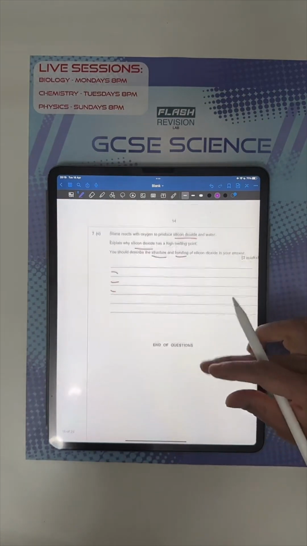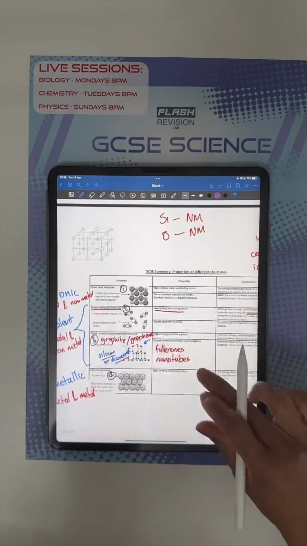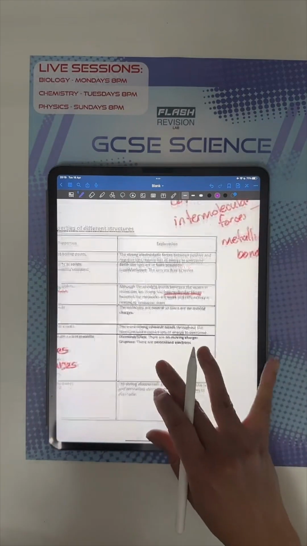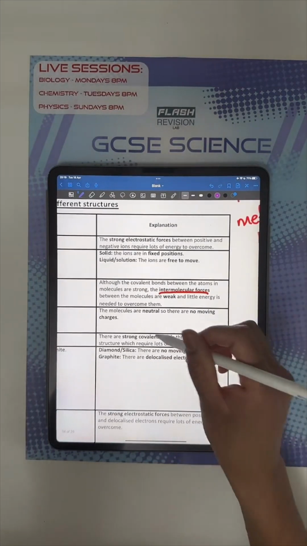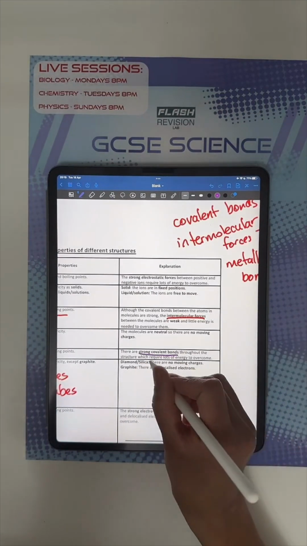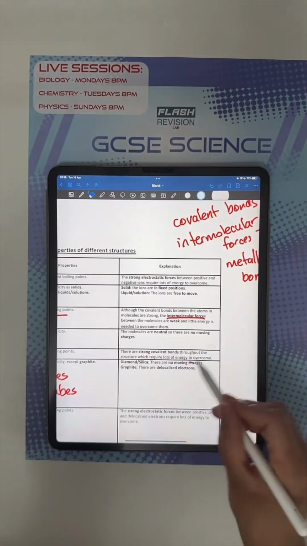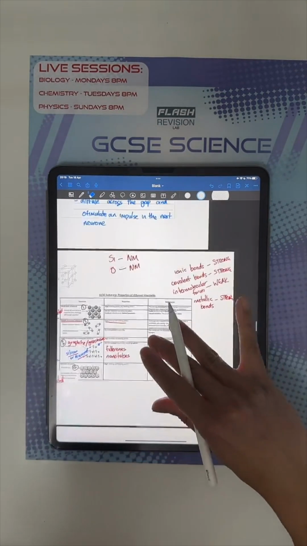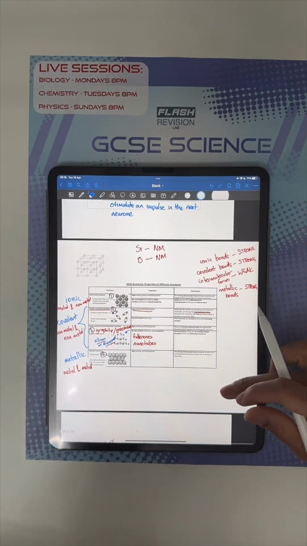So back to this question. Silicon dioxide, explain why it has a high melting point. It's all to do with the giant covalent. So silicon, we've got an explanation here. There are strong covalent bonds which require a lot of energy to overcome. Okay, so once we finish this live, I'll give you guys a chance to screenshot all of this, so it can help you with the revision, hopefully.